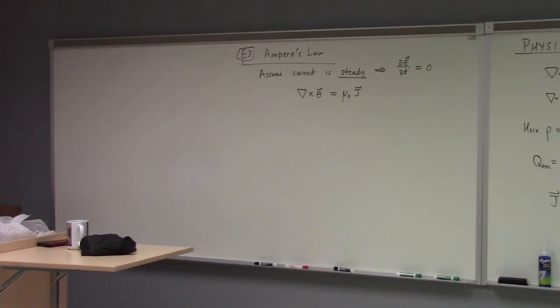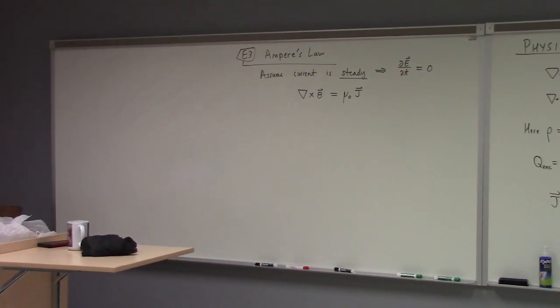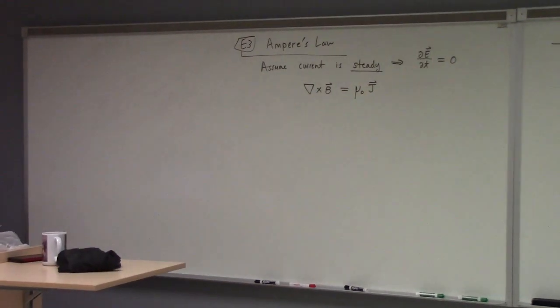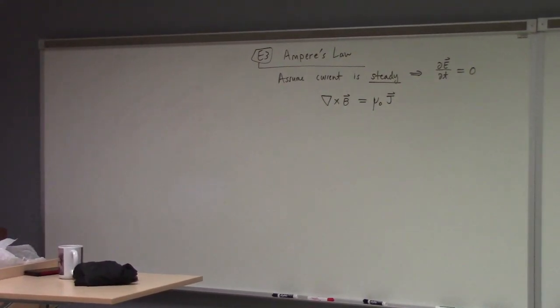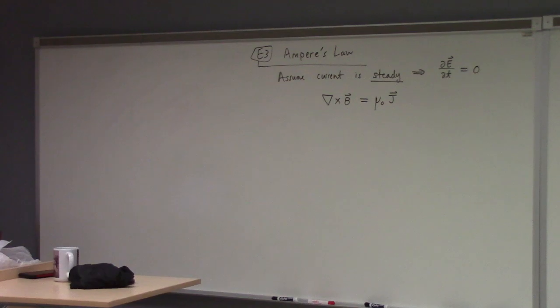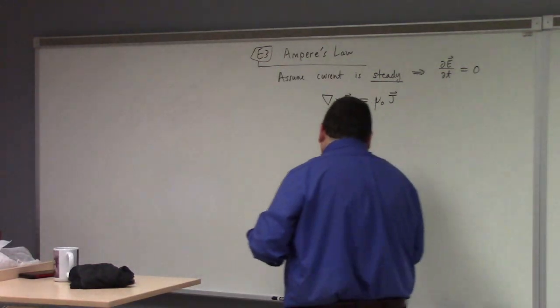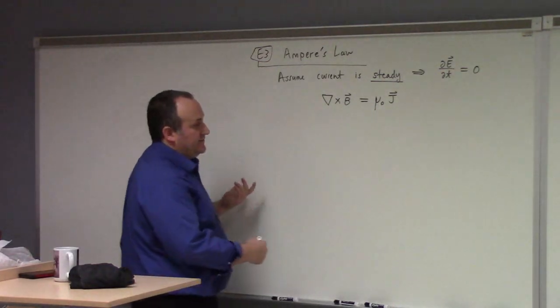The partial E partial T term is known as Maxwell's correction. If you go back to the previous class where I talked about these, you could see, if you study it, that Maxwell's correction, the term that we're neglecting here, is actually responsible for the wave equations working out as they do, which is the really interesting part.